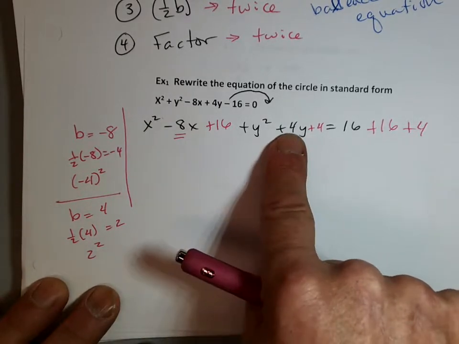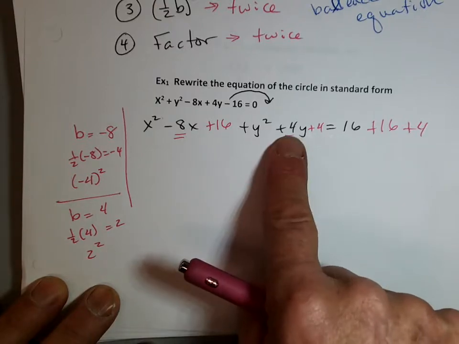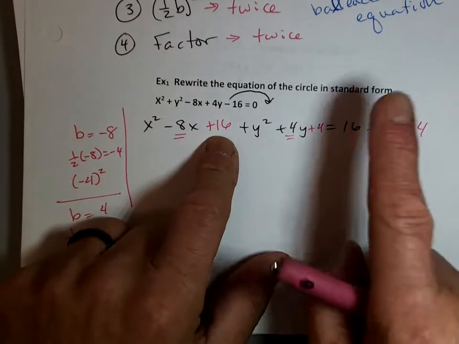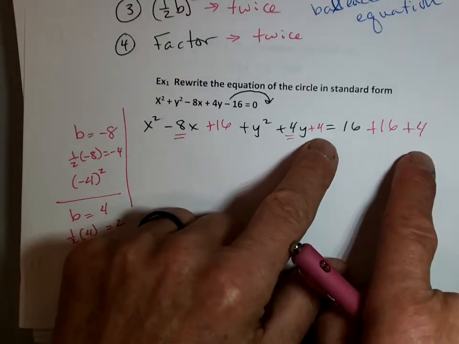Half of that, squared, is 4, okay? Half of 4 is 2, and 2 squared is 4. Then I balanced: I added 16, so I better add 16. I added 4, so I better add 4, okay? Now, I can factor this.